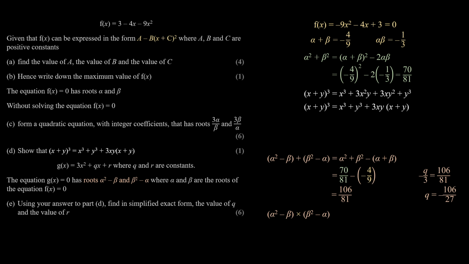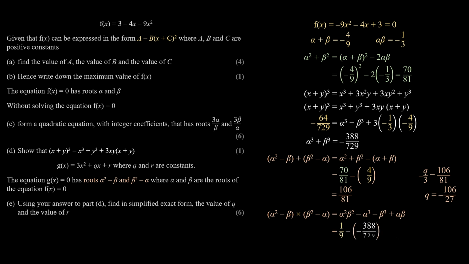Product of roots is expanded as alpha squared beta squared minus alpha cubed minus beta cubed plus alpha beta. Alpha plus beta cubed is -64 over 729, and substituting the corresponding values of alpha beta and alpha plus beta into the equation, alpha cubed plus beta cubed equals -388 over 729. We then substitute alpha squared beta squared equals 1 over 9, alpha cubed plus beta cubed equals -388 over 729, and alpha beta equals -1 over 3.